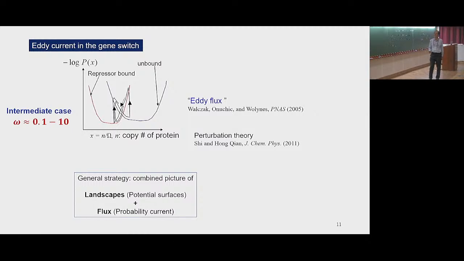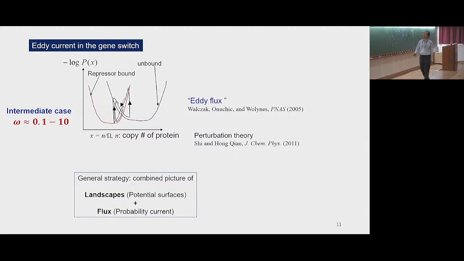And the difficult thing is in the intermediate case, not far from the two limits. Then we have both the diffusions and transitions like this. So this looks like an eddy or some current flux. So this eddy flux picture was proposed, but this is the difficult regime to solve in an analytical way. So some perturbation theory was proposed or something like that.